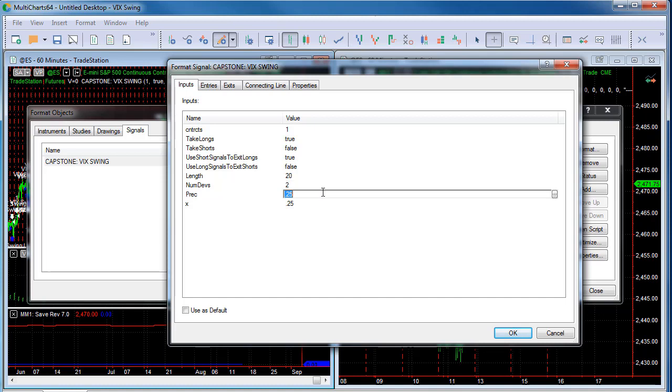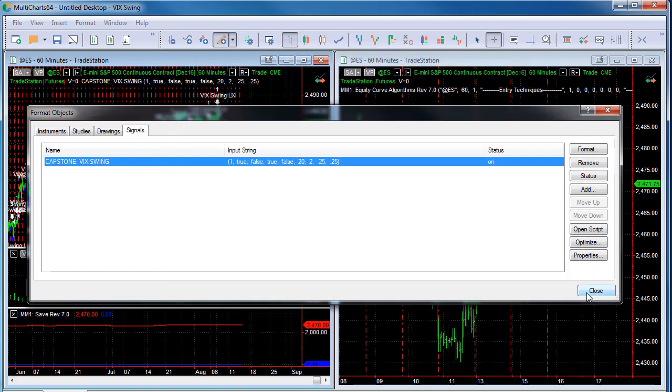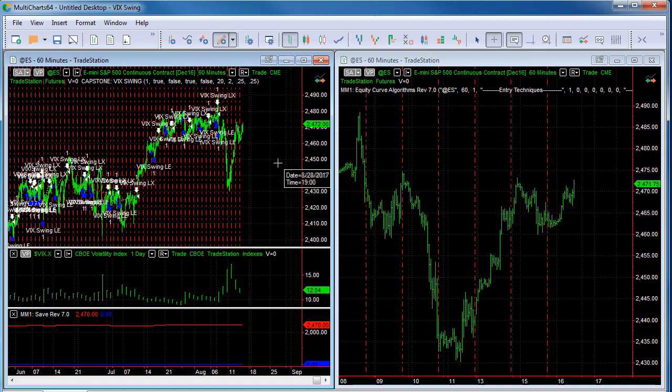Those are some of the inputs as well. And so that's the setup. Very, very easy setup for the base strategy. Very, very simple strategy. And you can take a look at that.